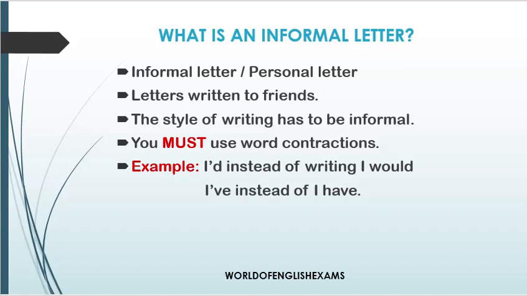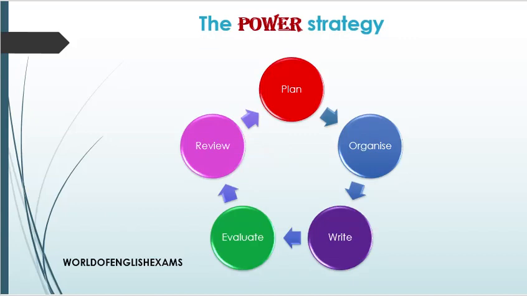Now, having understood what an informal letter is, let's look at a strategy that can help you to write a letter very well. This strategy is called the POWER strategy. There are 5 steps to writing a good letter. The first one is to plan what to write and whom to write to. Then the second step is organize. So you need to plan and jot the points in the order which is prescribed in the letter.